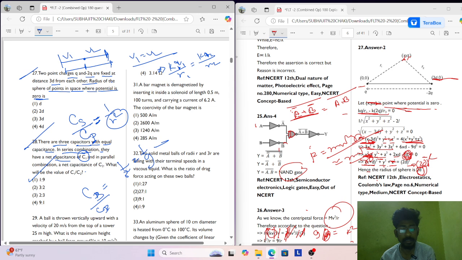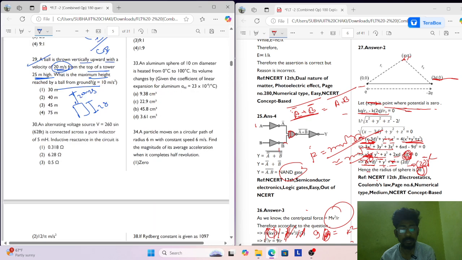A ball is thrown vertically upward with a velocity of 20 meter per second from the top of a tower, 25 meter in height. What is the maximum height reached by the ball from the ground? Similar numericals we already solved. So first of all understand this. First of all calculate this height, using ut plus half gt square.